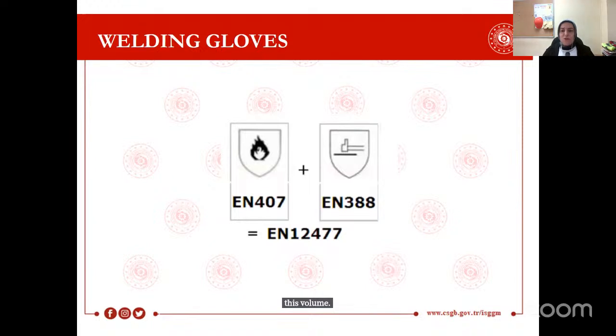And welding gloves. There is no special pictogram for welding gloves, but a welding glove could protect against mechanical risks and thermal risks. So these 2 pictograms should be affixed on the welding glove together. Standard is different. Standard is EN 12477.